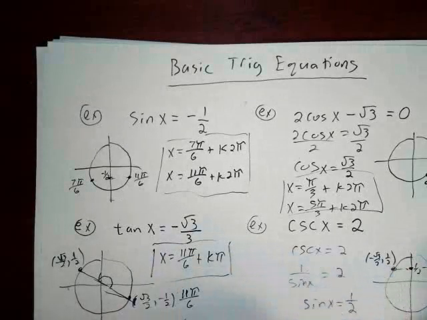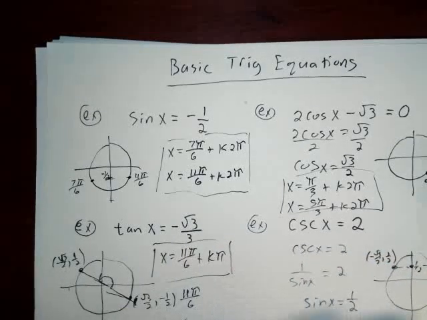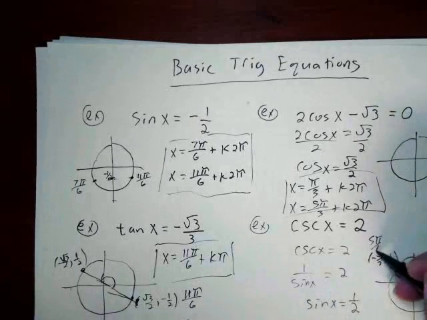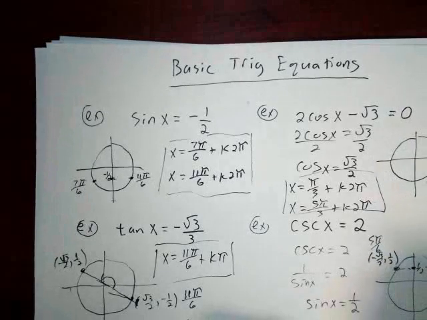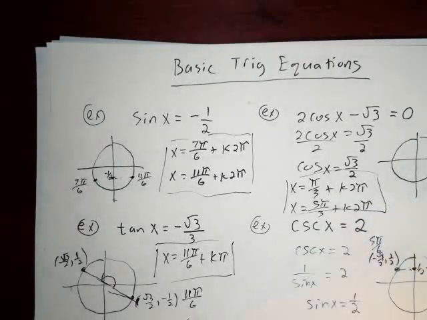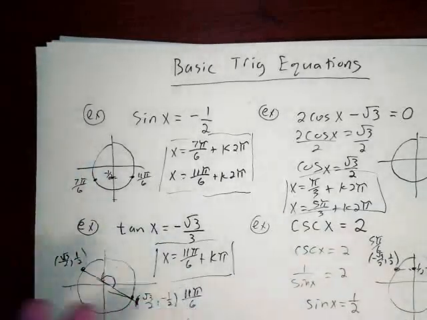But here I don't have to put them in because I'm just interested in the y coordinate, which happens here and here, okay? And so this is the pi over 6, and this is the 5 pi over 6, right? And so my two solutions would be x is equal to pi over 6 plus k times 2 pi, and x is equal to 5 pi over 6 plus k times 2 pi. Okay? And those would be your solutions.